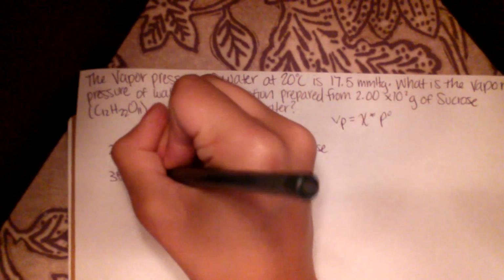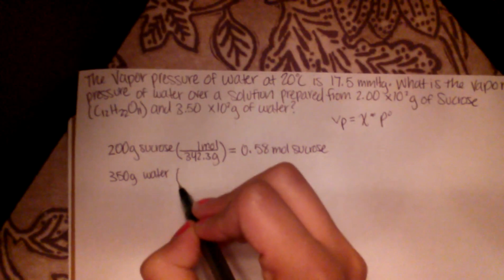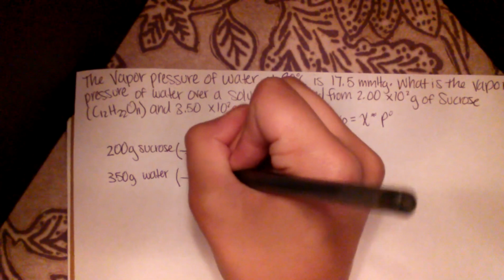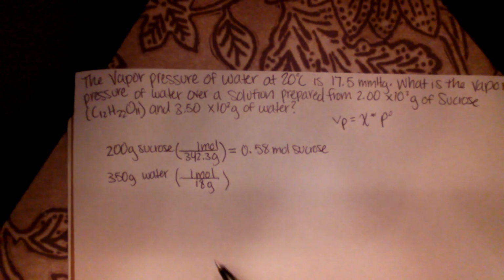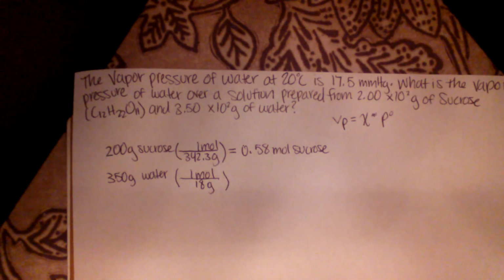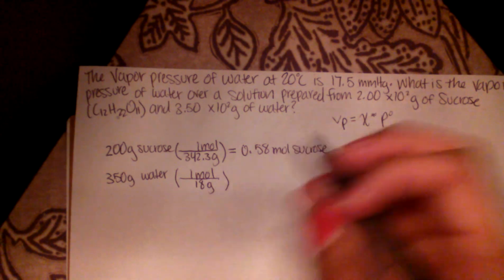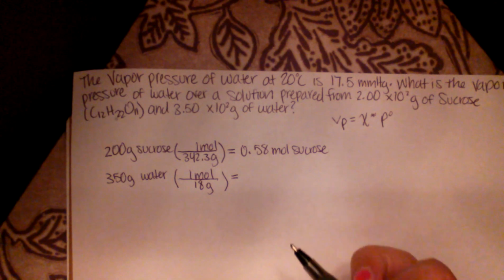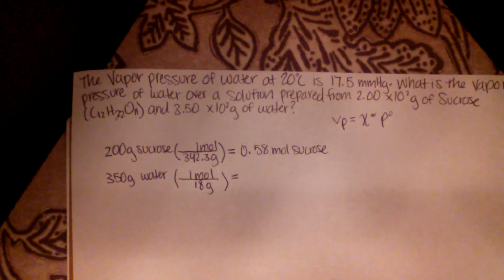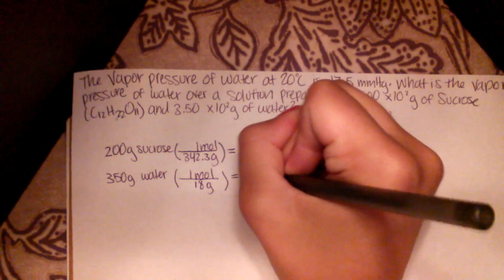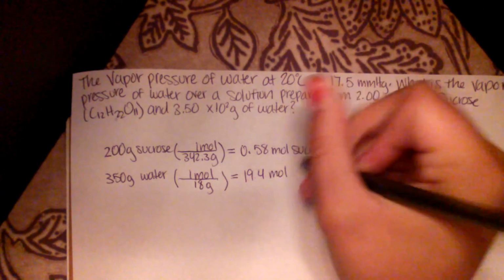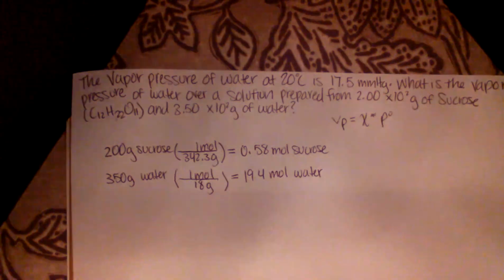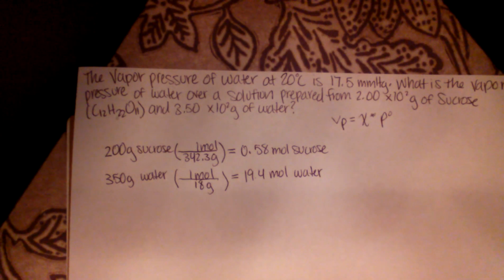So again, 350 grams of water. You want to find the mole value, so you multiply it by its molar mass, which is 18 grams per mole. I think it'd be really easy to just remember that value because a lot of times you're going to need to know the molar mass of water, so having that value memorized is pretty helpful. And then you multiply that together and you're going to get a mole value of 19.4 moles of water. So basically, okay, we have the mole values.